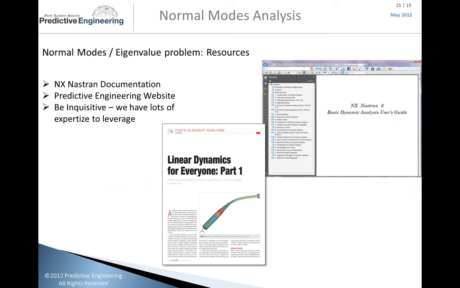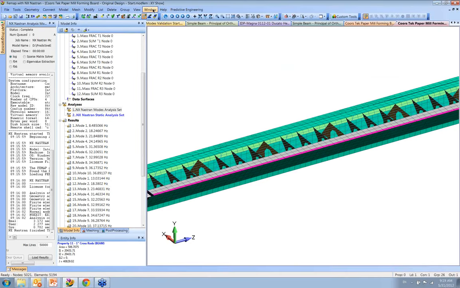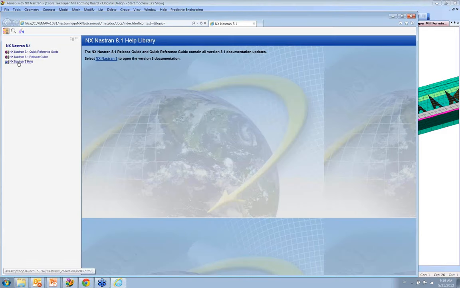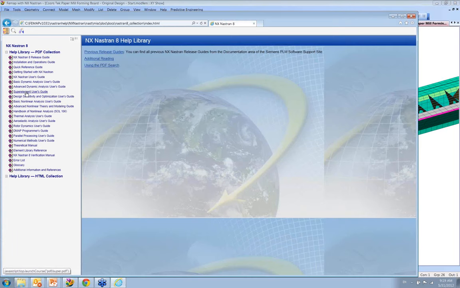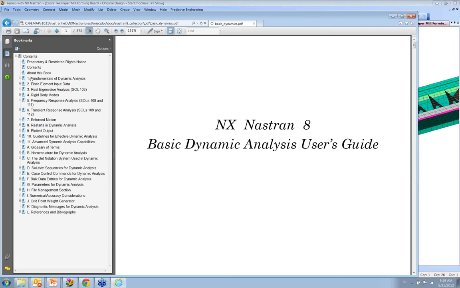Hey, last slide. I have this little white paper on linear dynamics. It's a basic tutorial. I learned a lot when I put it together, because I had to boil everything down and base it on as few equations as possible. So that's for download. There's also a lot of good information just within the installed help under NX Nastran 8 help. I always go to the PDF. There's the Basic Dynamic Analysis User's Guide. That has a lot of good stuff.